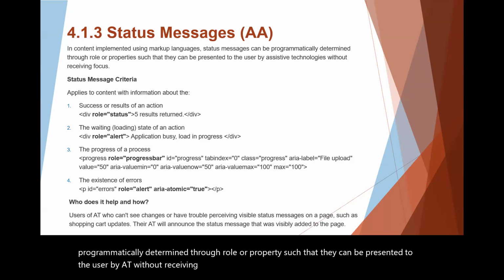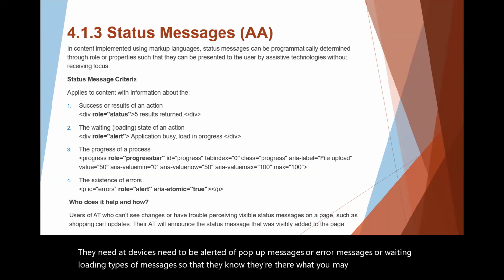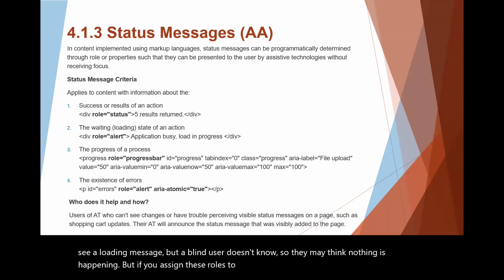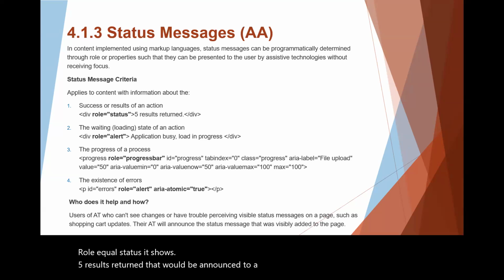So status messages need to be... AT devices need to be alerted of pop-up messages or error messages or waiting, loading types of messages so that they know they're there. You may visibly see a loading message, but a blind user doesn't know, so they may think nothing is happening. But if you assign these roles to those elements, in this case role equals status, it shows 5 results returned. That would be announced to an assistive technology like a screen reader, for example.